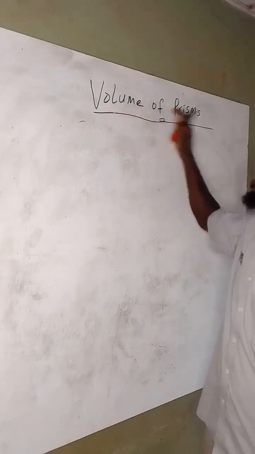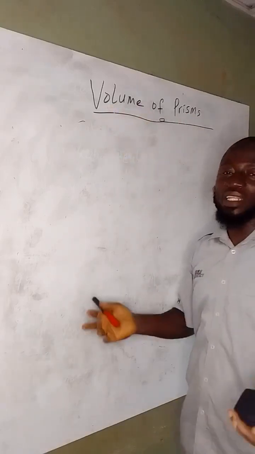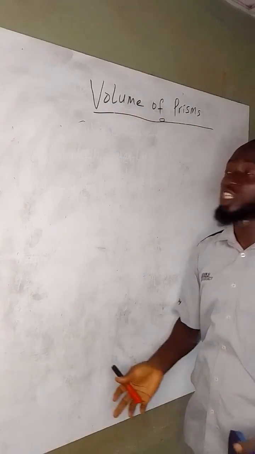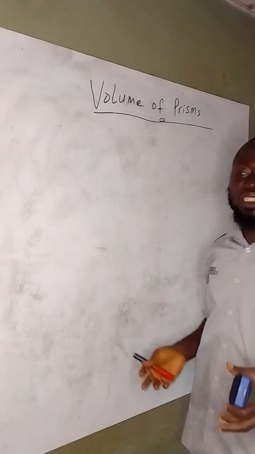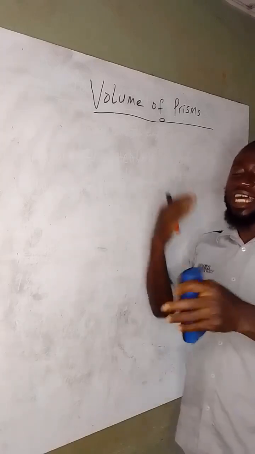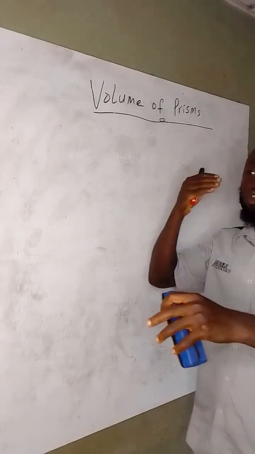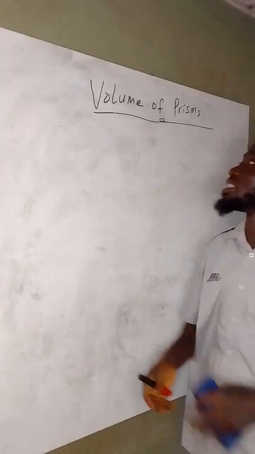Today we want to talk about the volume of a prism. In our last class we explained the meaning of a prism, we explained the meaning of 3D shapes, and we explained that a prism is a 3D shape that has a cross section.